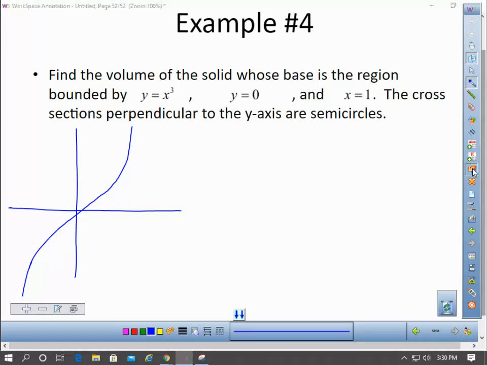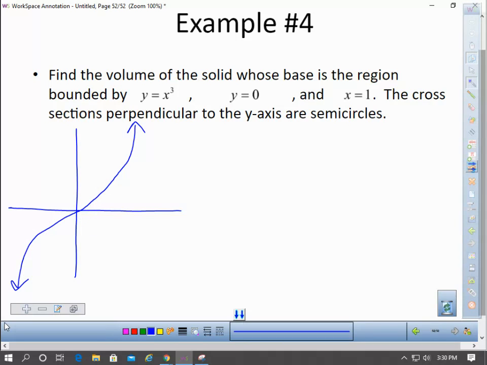Oh, that's a little better. I just missed the origin. All right, we'll go with that one. All right, so there's x cubed, and then we're talking about y equals 0, which is the x-axis, and then x equals 1, which is a vertical line, okay? X equals 1 is a vertical line. All right, and then this intersects here on x cubed at the point 1, 1, so this is also 1 over here, okay?